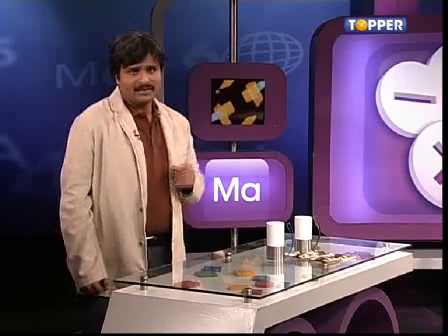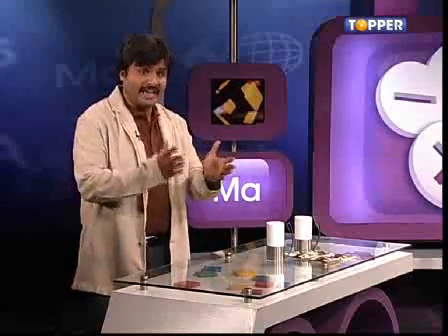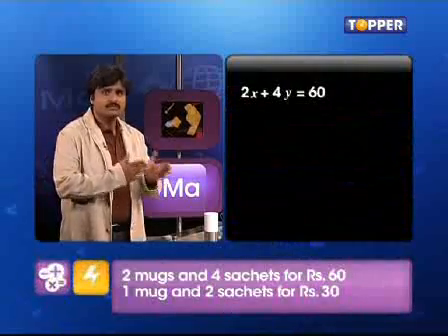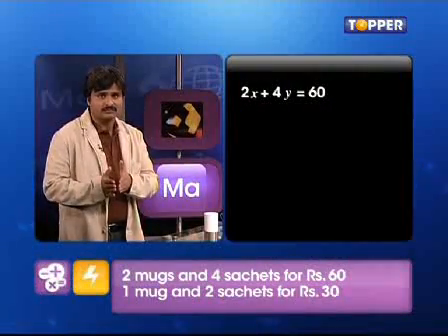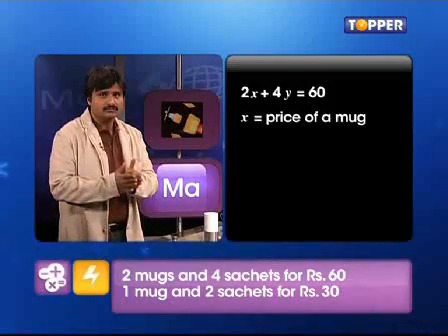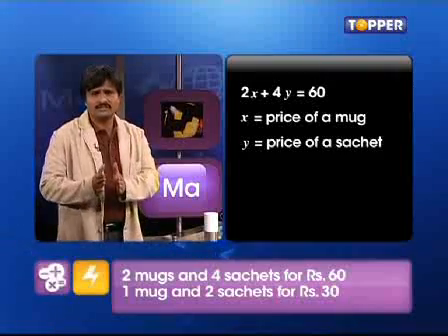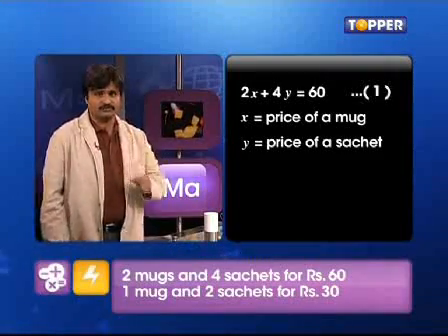Now, let's look at the first equation that we can form. The first equation can be 2x plus 4y equals 60. Why 2x? Because there are 2 mugs. And why 4y? Because there are 4 sachets. So 2x plus 4y equals 60 is our first equation.